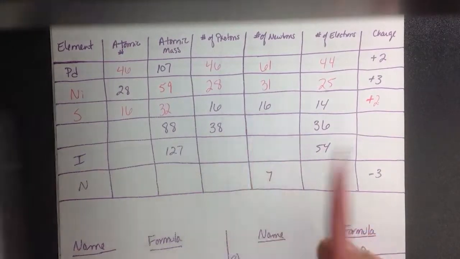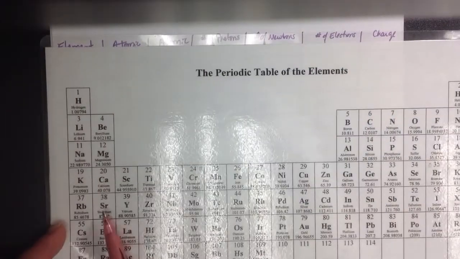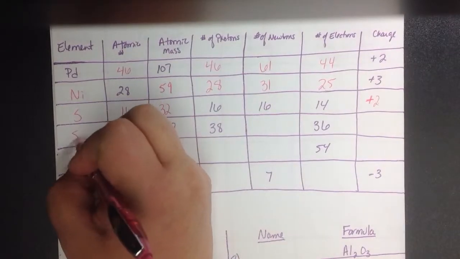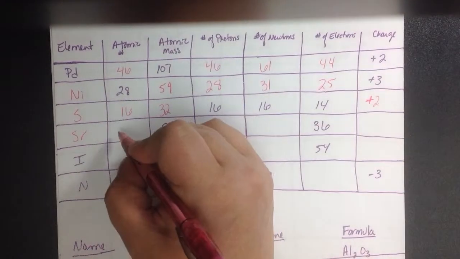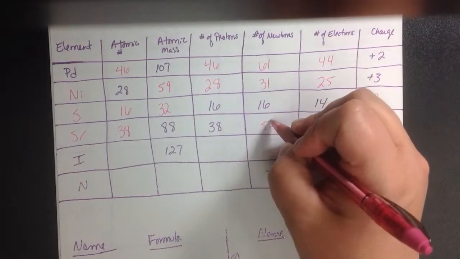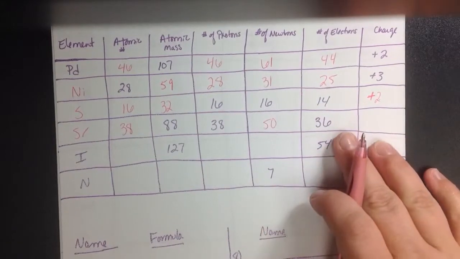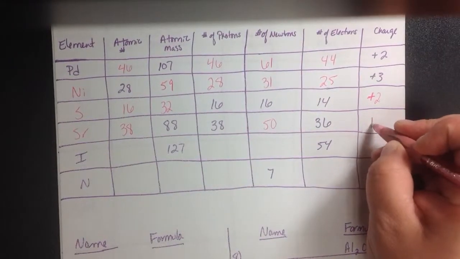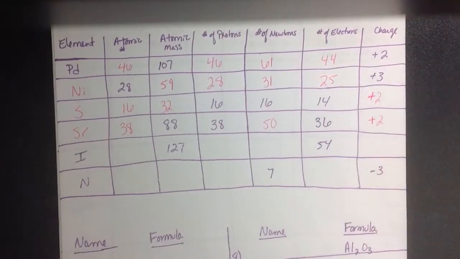Okay, 38 protons. That is strontium down here at 38, so Sr. Okay, atomic number is 38 as well, because that's the number of protons. 88 minus 38 is 50. And if you have 36 electrons versus the number of protons, that will again be a positive 2 charge.